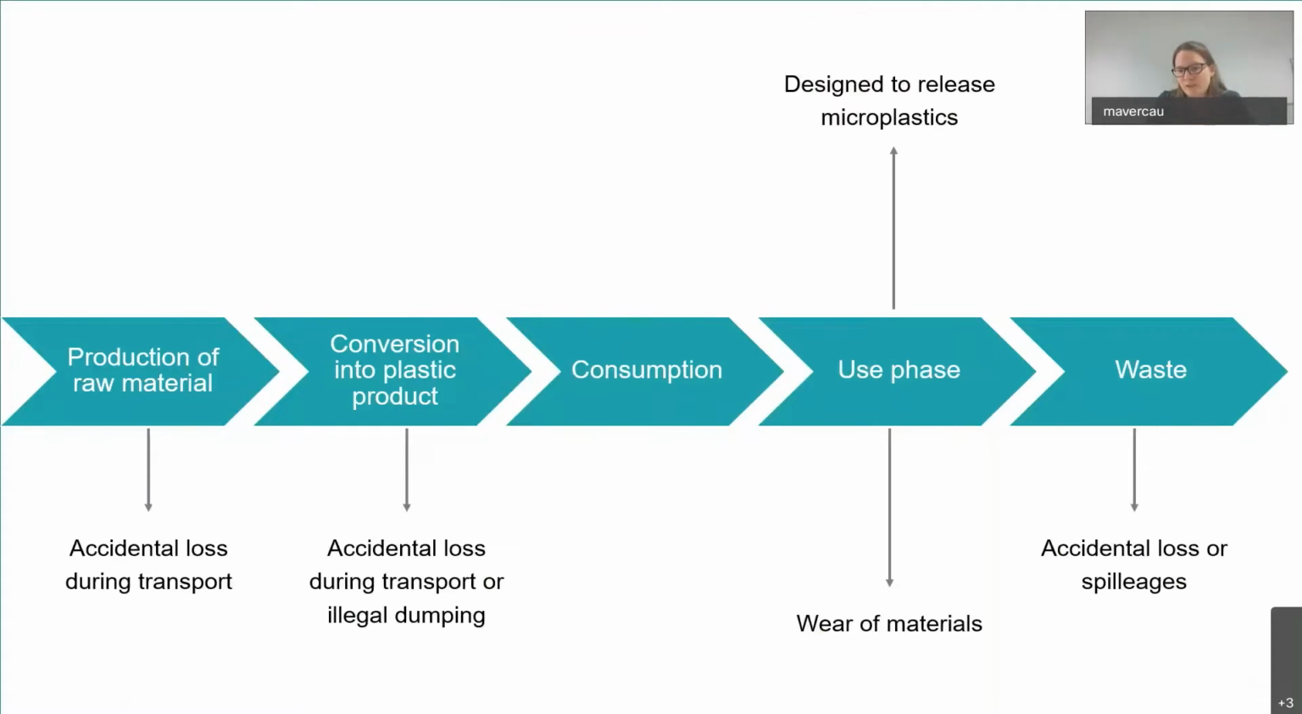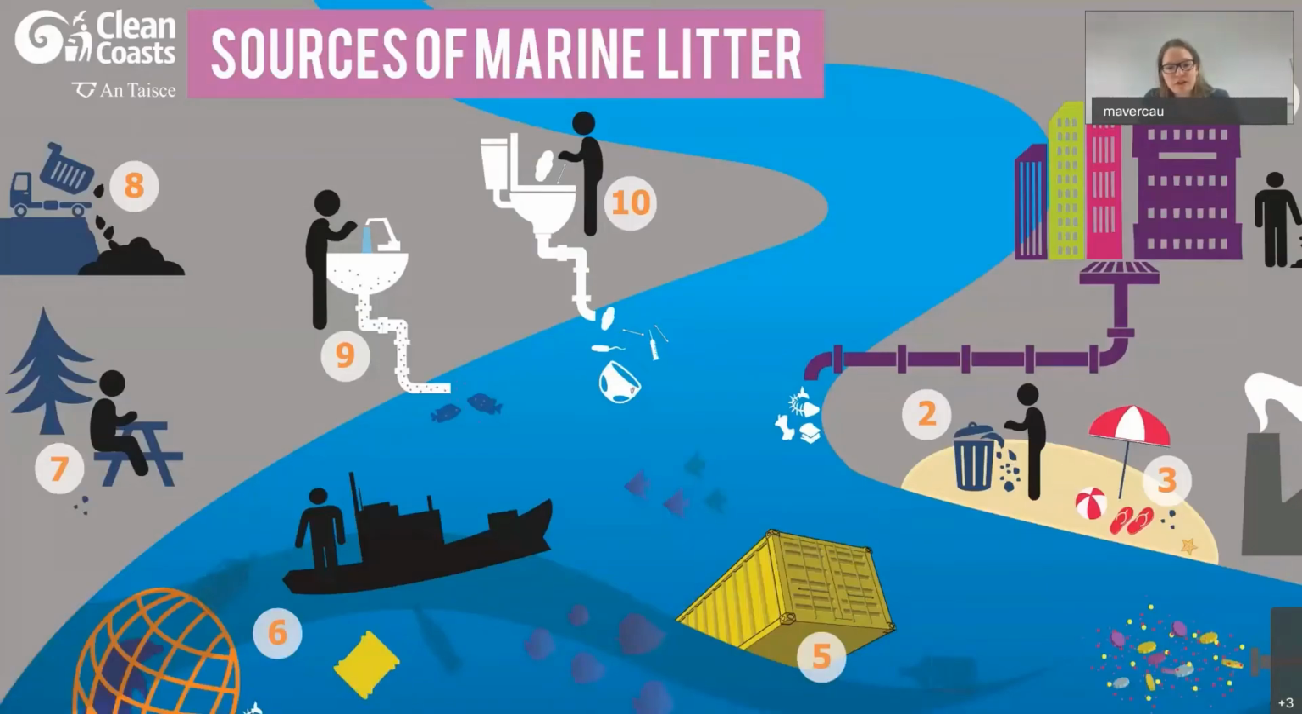We lose the plastic when we transport it. We sometimes illegally dump the plastics. We even make products that are designed to release microplastics. I'm thinking about personal care products like scrubs and so on. There are plastic products that wear off materials. And we also are not managing our plastic waste properly. So we lose plastics, we spill them, and they get into the environment. So there are a lot of different products.